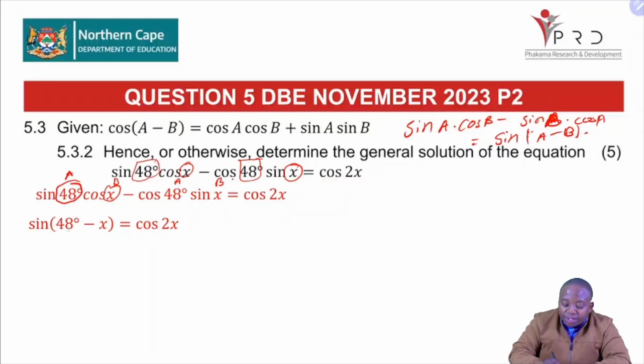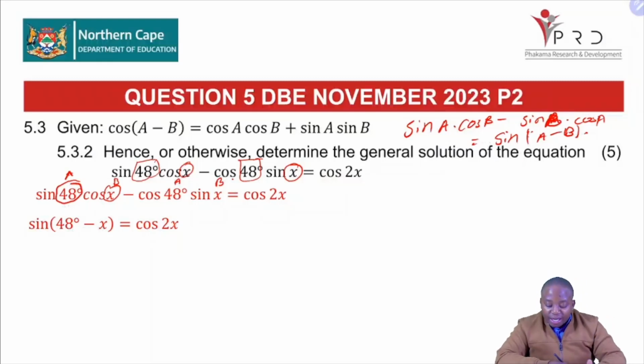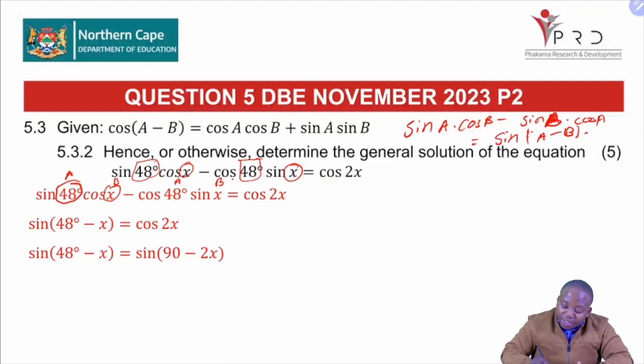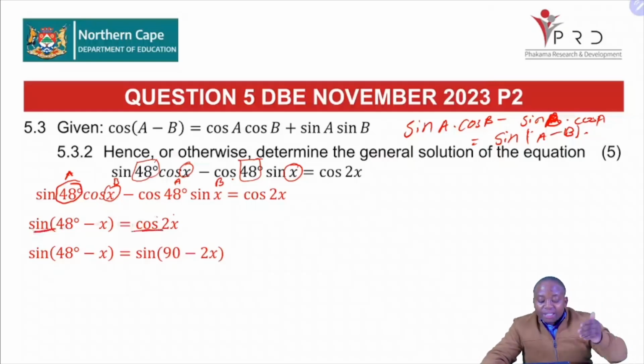So we have sin(48 - x) = cos 2x. But the cos 2x, I cannot work with it. So what do I do? I have two trig ratios at the same time, so the best thing to do right here is to change to a single, similar trig ratio that we can work with. Either we can change the sine to cos or the cos to sine.